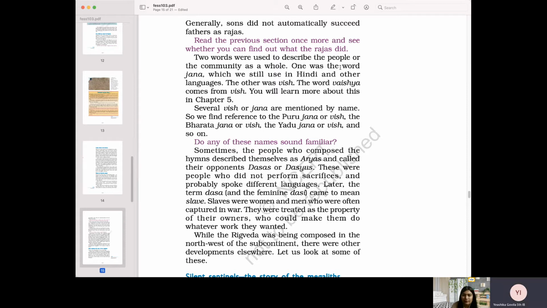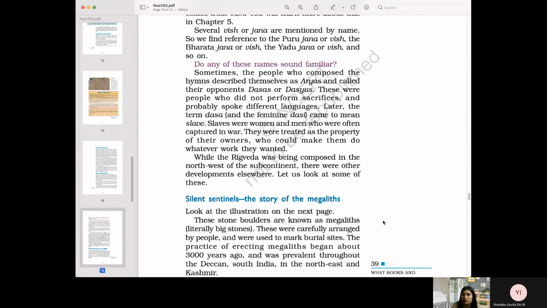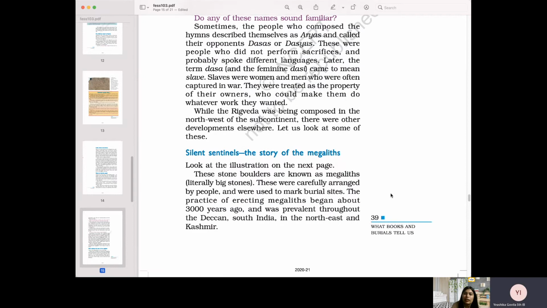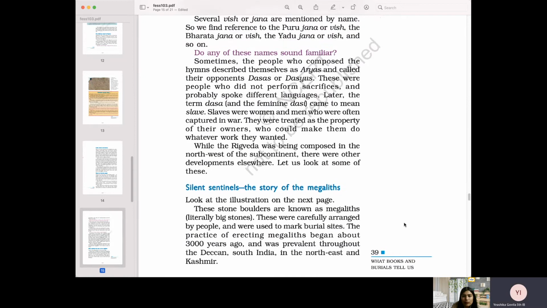Then next, even dasas or dasyus, right? When Aryans came and captured India, they made the Indian people their dasas or dasyus. The females were dasis, right? So slaves were often captured in war. They were treated as the property of the owner, who could make them do whatever work they wanted, right?